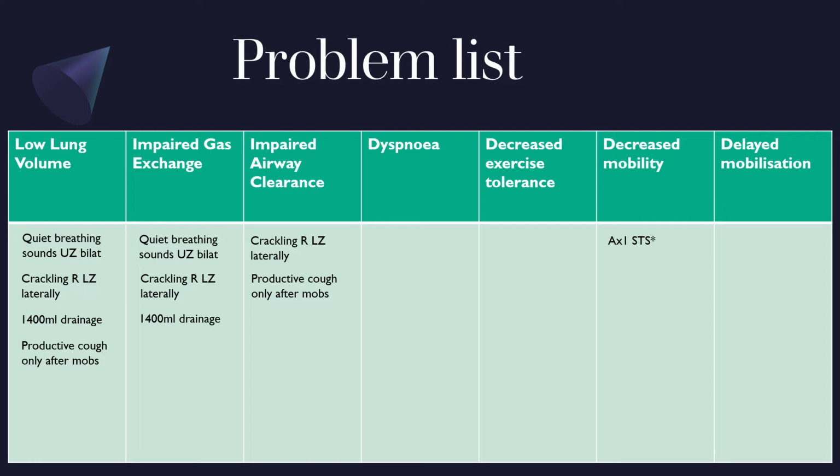For decreased mobility, we've got required assist x1 for a sit to stand. I put an asterisk here as this person was physically capable of doing it, but just because I had all the lines, we had to help them with that. So not super important, a bit wishy-washy, but I would still put it in there.